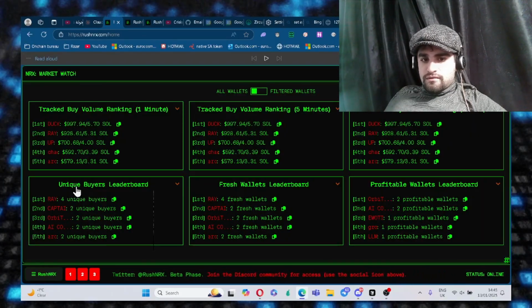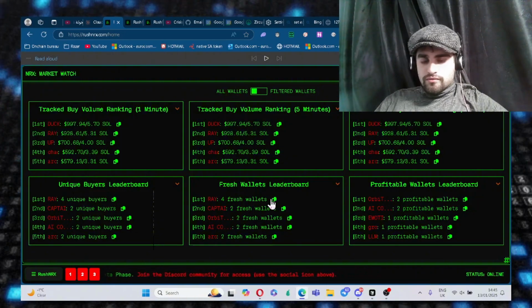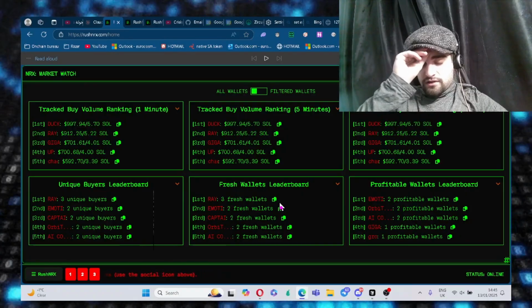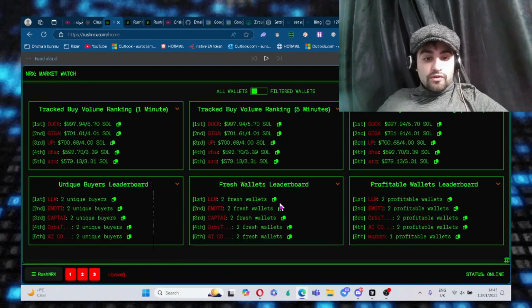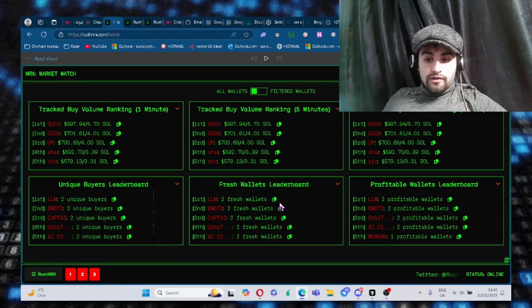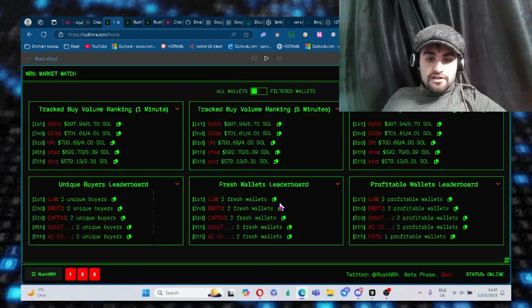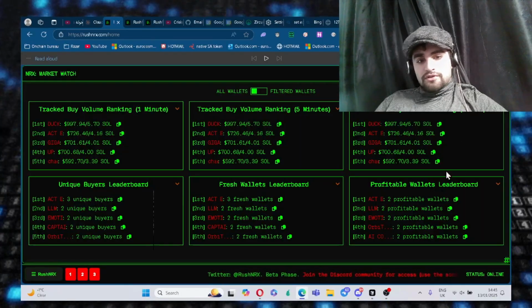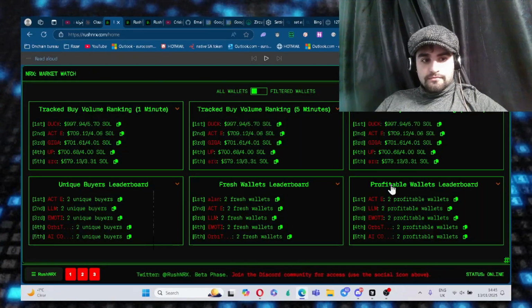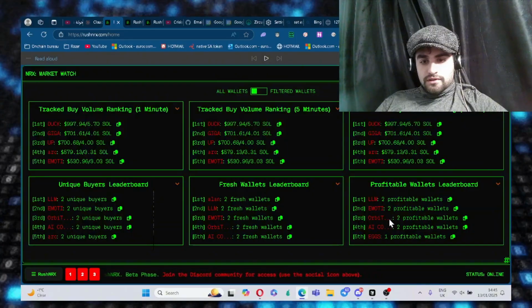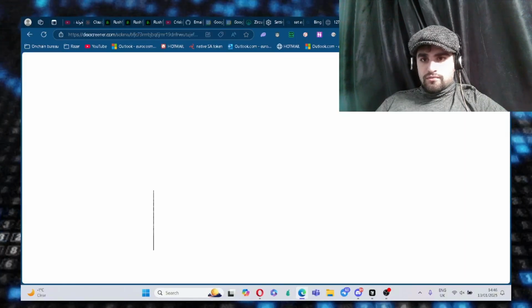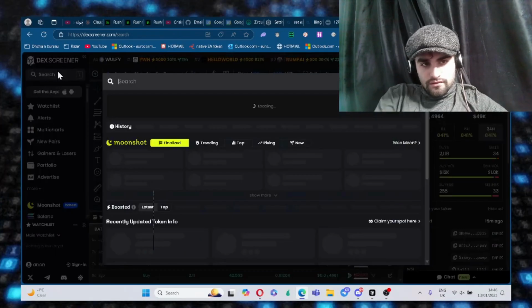Fresh wallets leaderboard. Why do you have a fresh wallets leaderboard? In any case, we want the leaderboard of coins that have the least fresh wallets. Profitable wallets leaderboard is interesting. Orbit, is this the volume bot coin? Orbit AI.